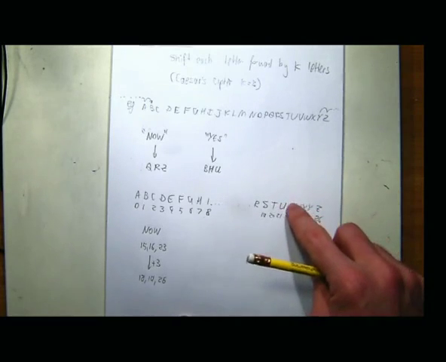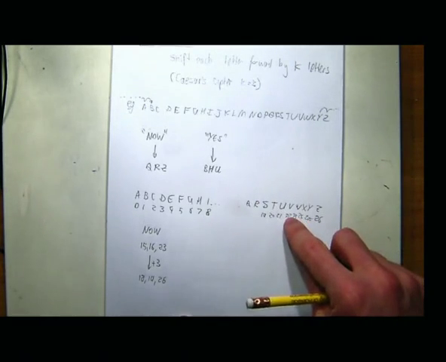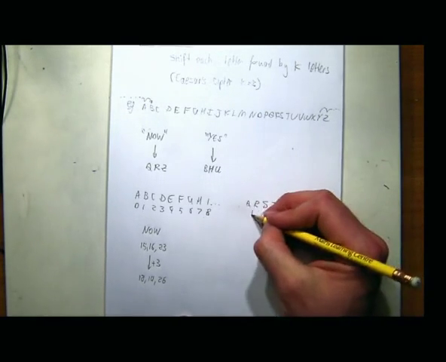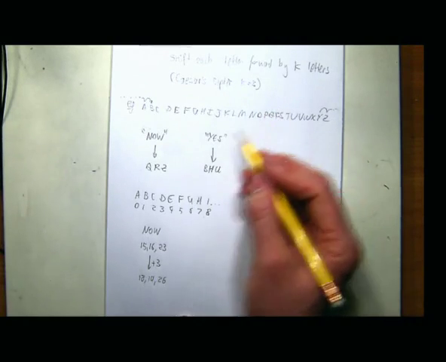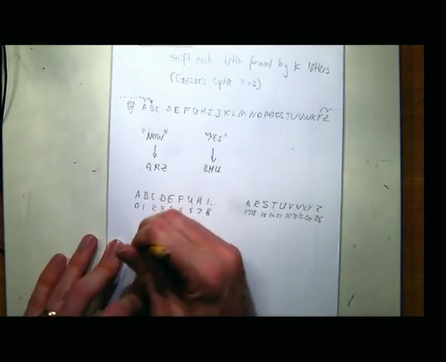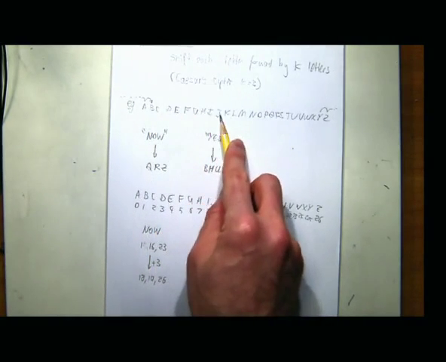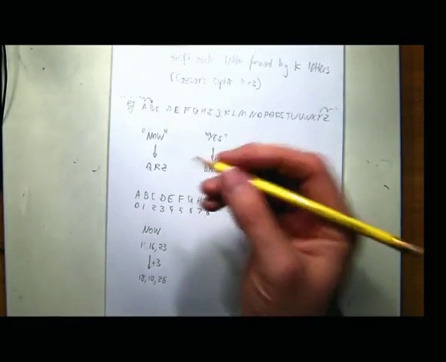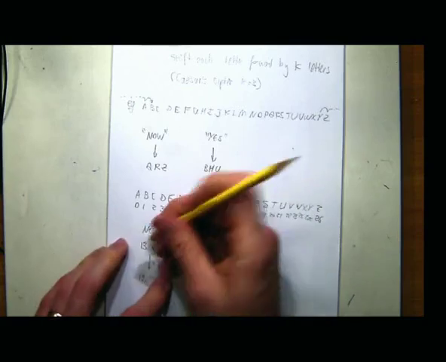Z, Y, X, W, V, U, T, S, R, Q. 26, 25, 24, 23, 22, 21, 20. Did I get my N right? 1, 2, 3. Maybe my N is the wrong letter. Oh, N's only 14, isn't it? Is that right? Oh, crap. 1, 2, 3, 4, 5, 6, 7, 8, 9, 10, 11, 12, 13, 14. Oh, but I started at 0, didn't I? So everything's wrong.